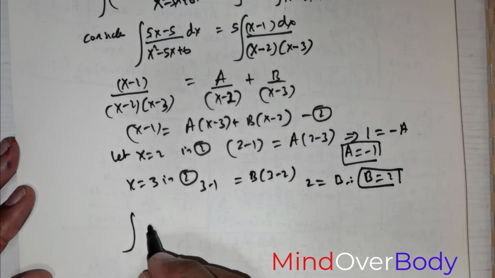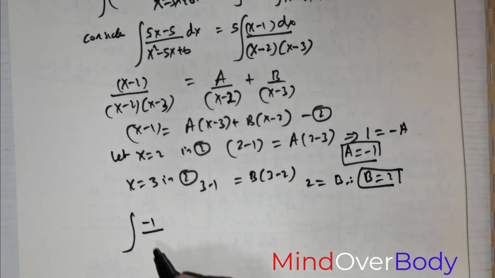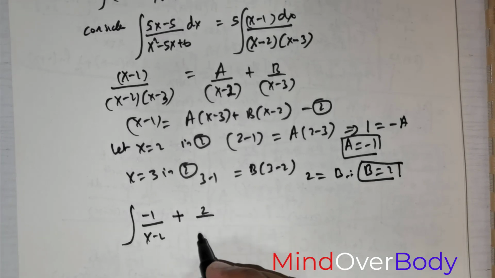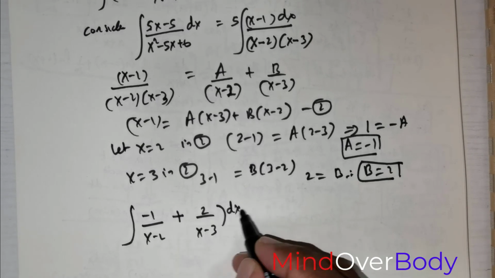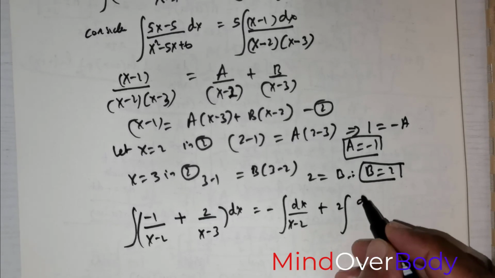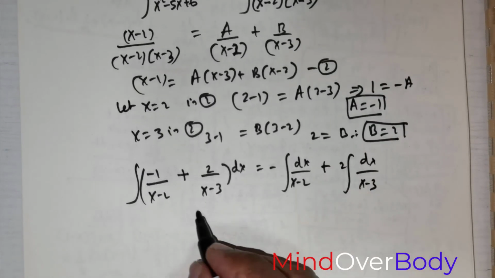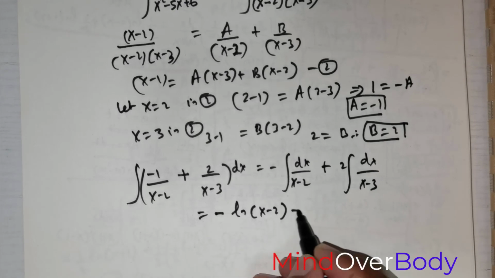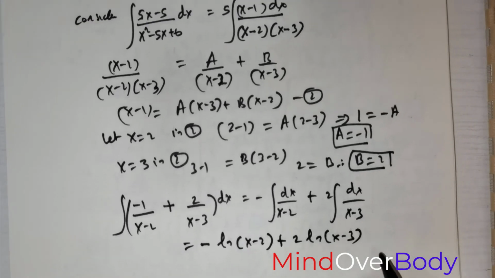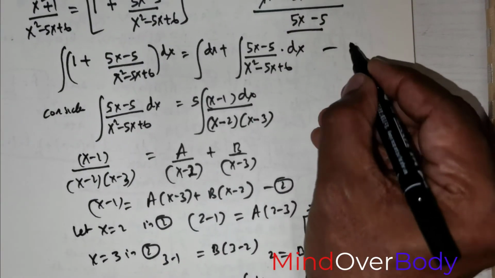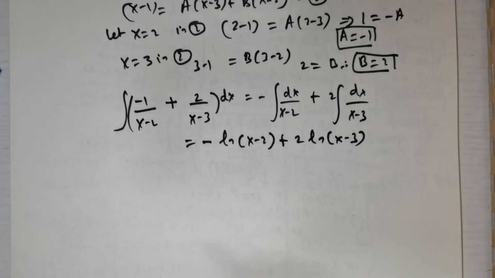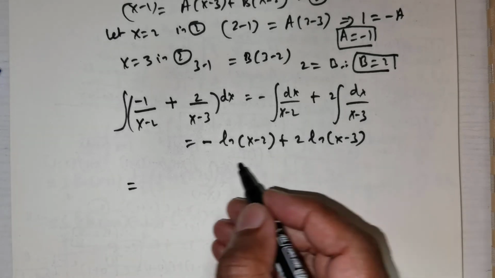So if I were to write the integral, it is going to be -1 over (x - 2) times dx. I'll write the terms first, then split them as -dx over (x - 2) + 2 times dx over (x - 3). This is going to be ln of (x - 2), and this is going to be 2 times ln of (x - 3). This quantity is integrated. Now I'm going to take this and place it in the original expression with which we started off.